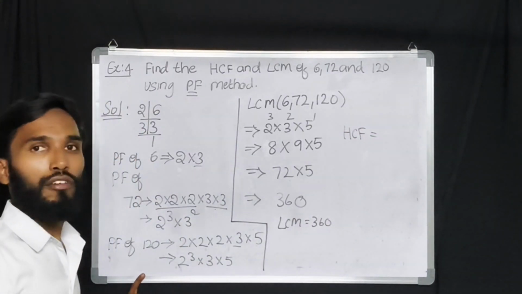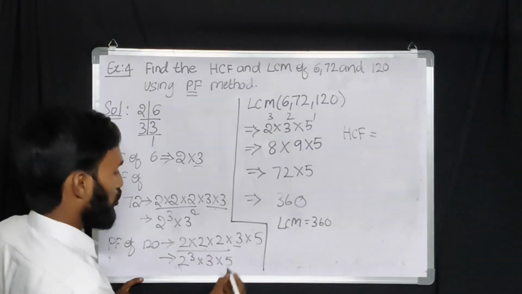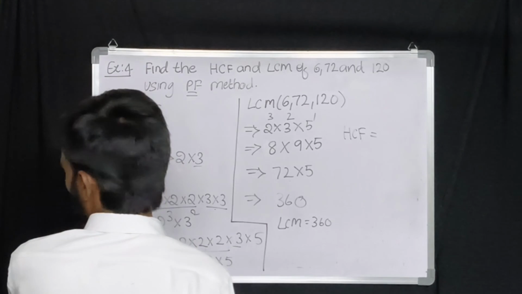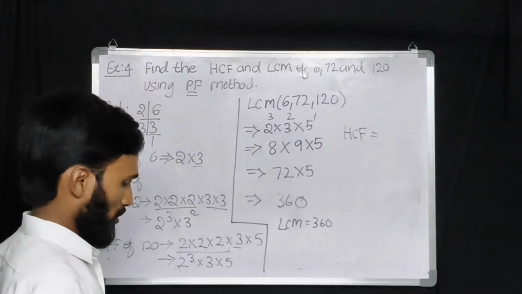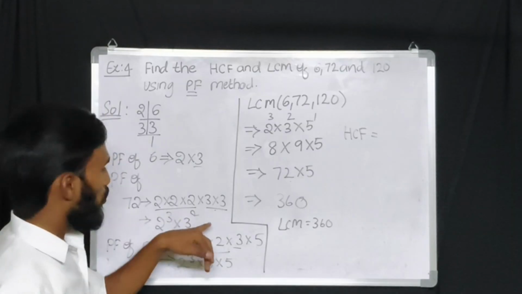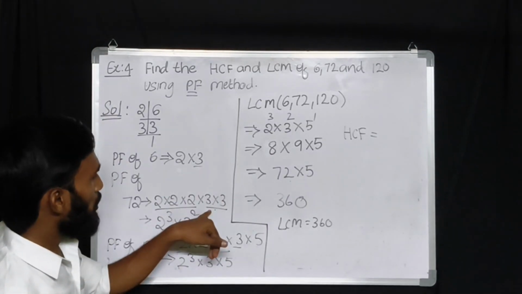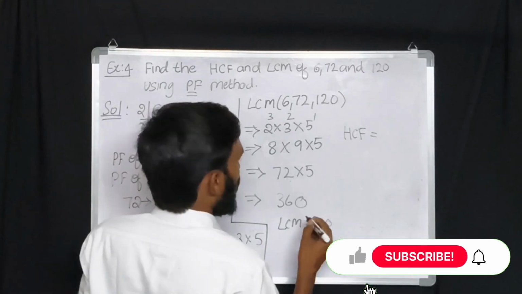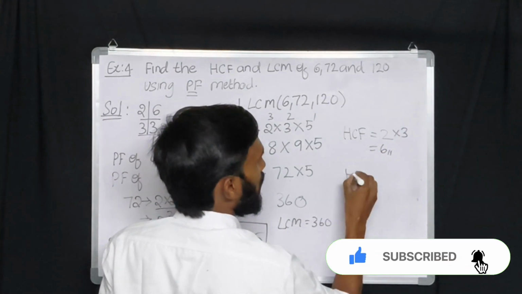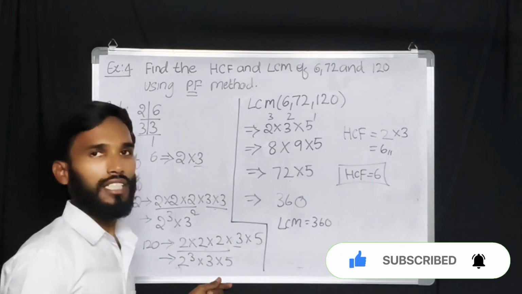HCF, highest common factor, which is coming most times. What number? 2. How many times? 3 times. And the next number which is coming more times, common in both, 3. How many times? Here 1 time. What is that? 2 into 3 is equal to 6. This is how you have to find the LCM and HCF of such numbers.